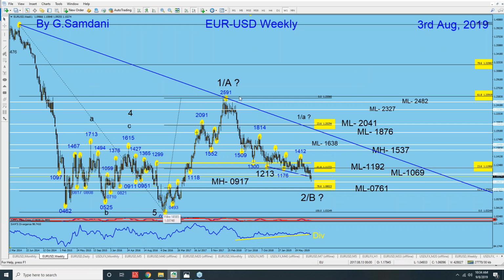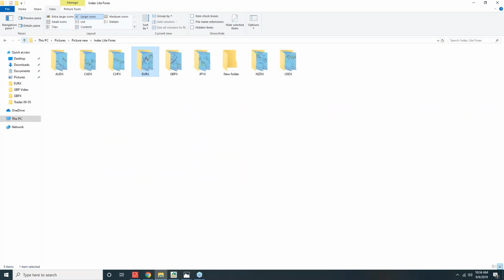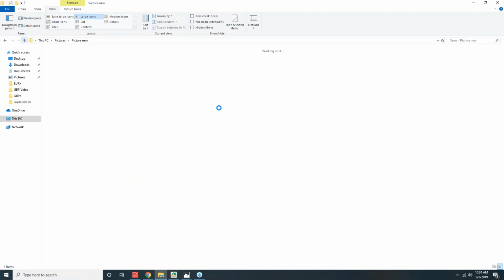Here I predicted this up move here, and then I said, okay, we're going to be coming down from the top all the way down here. 1069 my target, and we are there right now. Maybe I can just go quickly and then show you the chart that I'm talking about for Euro USD.